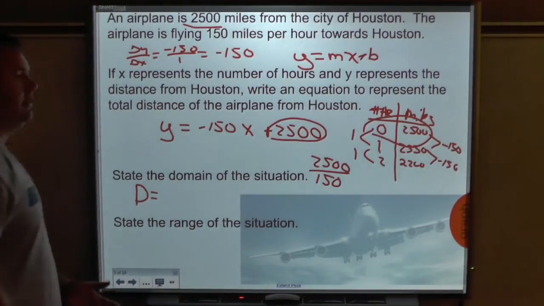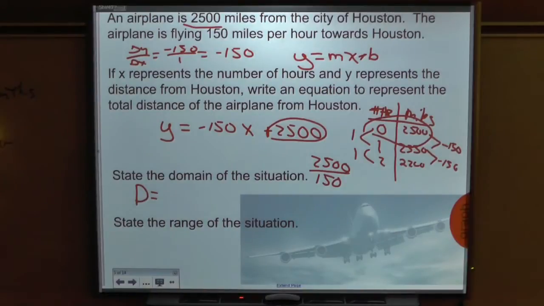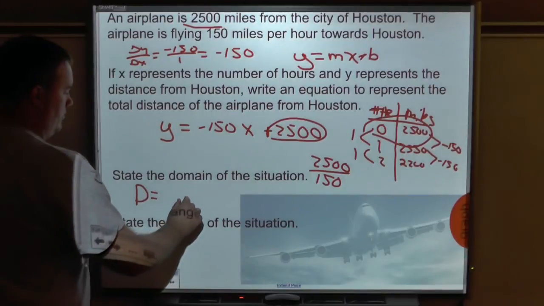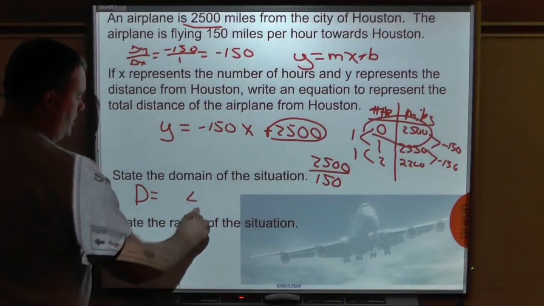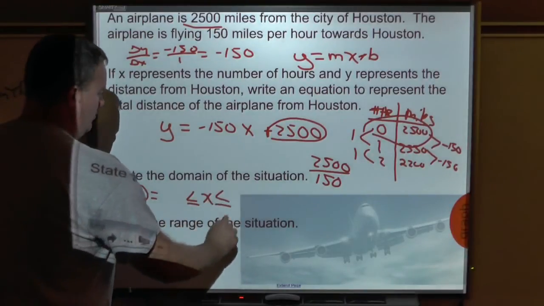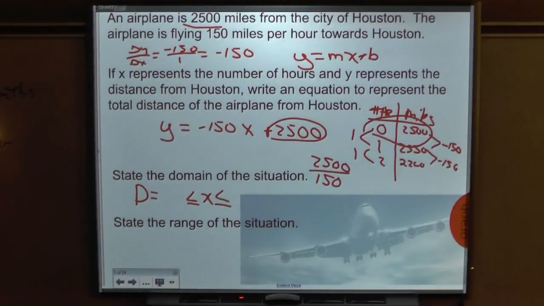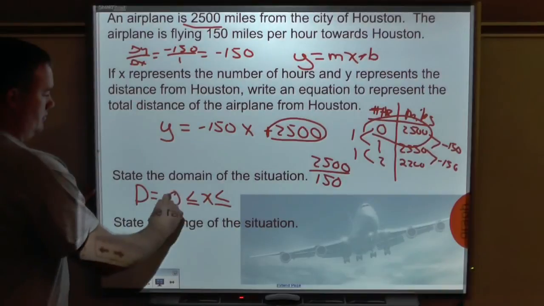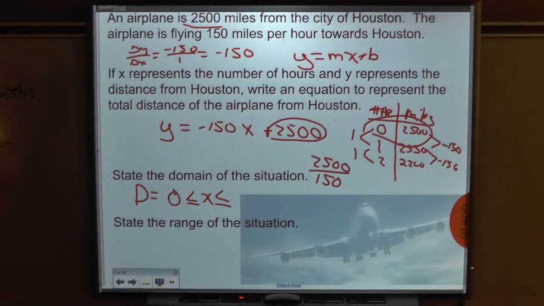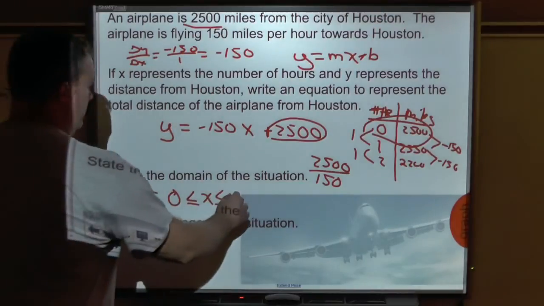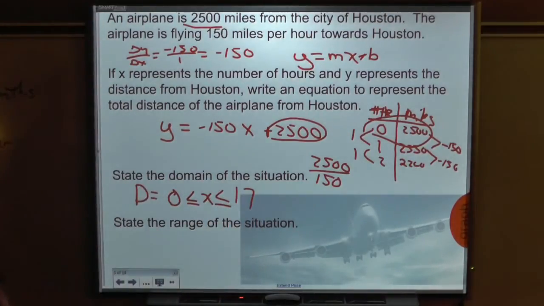So for writing domain, is this discrete? Is this continuous? Well, mileage, time, you're talking about continuous. So as we write this, we talked about that less than or equal to x, less than or equal to. The lowest value would be 0, to the time, which is about 17 hours. So we're going to put from 0 to 17.